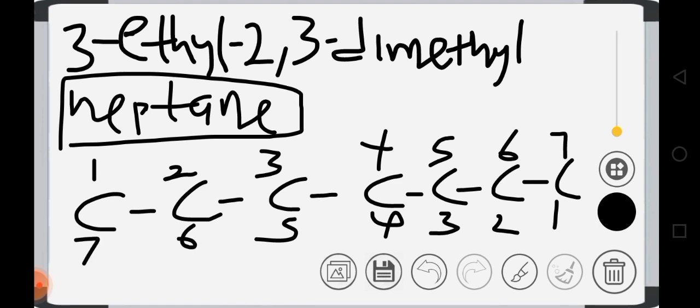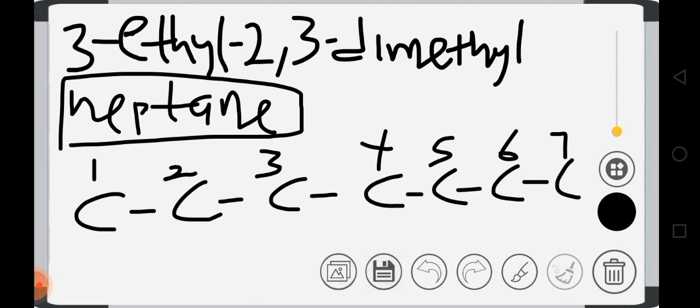Anyone you like, you follow. Numbering will not be a problem here, because you are the one to number it yourself. What you need to do now is just place the substituents in the exact position located to the substituent in the name of the compound. So let me just use one of the numbers.